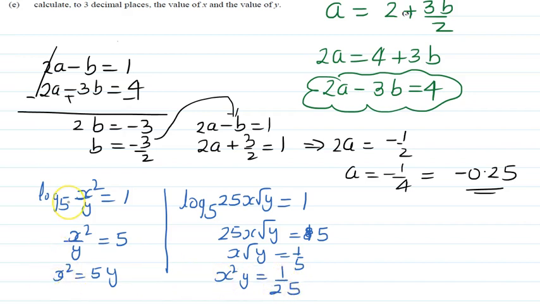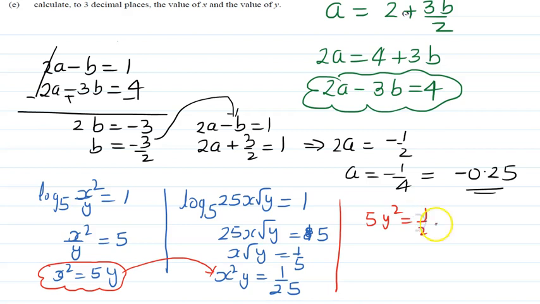Now x square is 5y. So put this x square here, 5y. So it will be 5y square, which is equal to 1 over 25. And if we simplify it, y square is 1 over 125. 25 times 5 is 125, and we take the square root of this, so y will be 0.089.